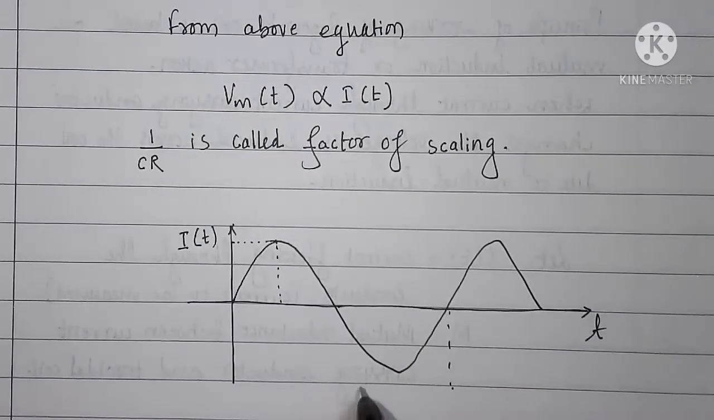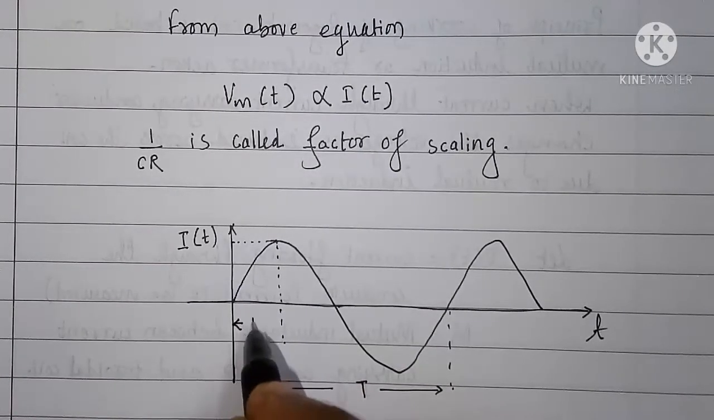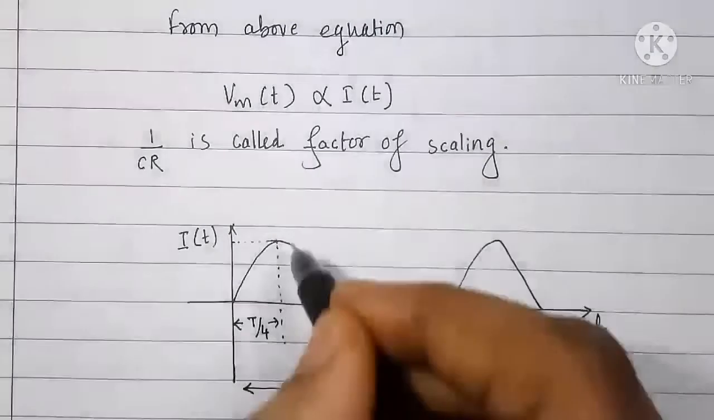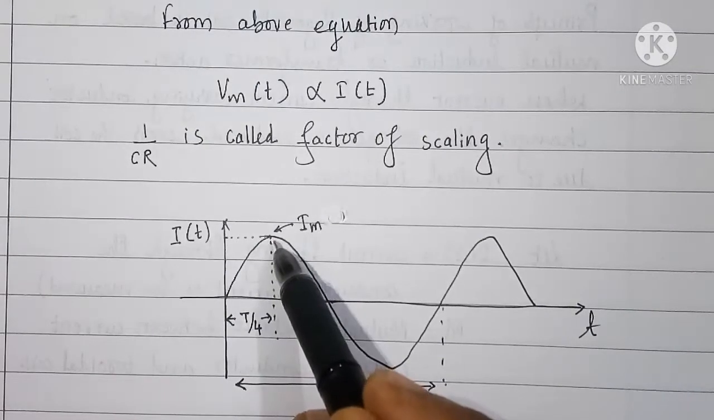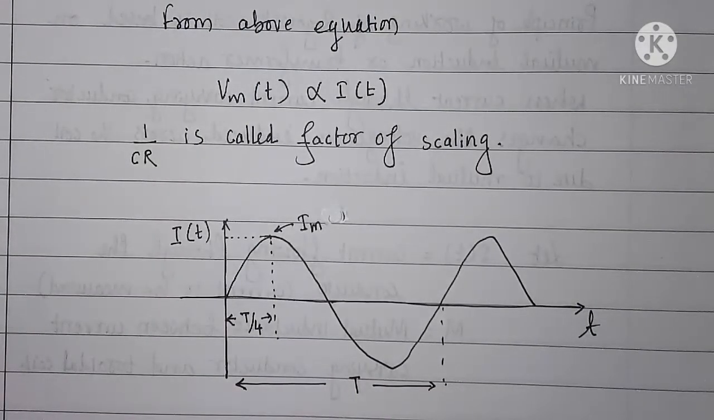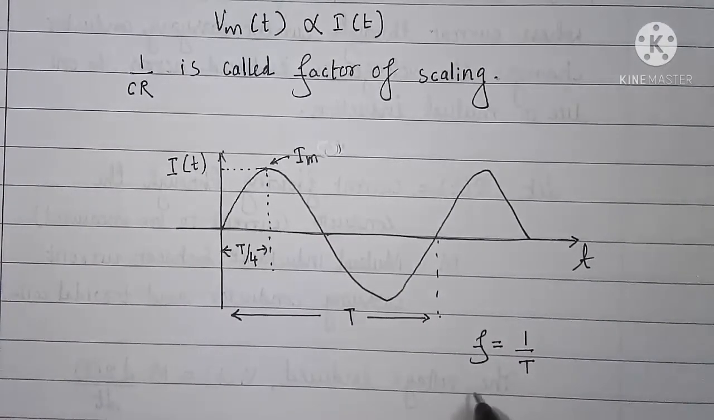If the time period of this sinusoidal signal is capital T, then time required to attain the maximum value will be T by 4. Here Im is peak value of the impulse current. We know that there exists a relationship between frequency and time period, that is f equal to 1 by T and omega equal to 2 pi f.